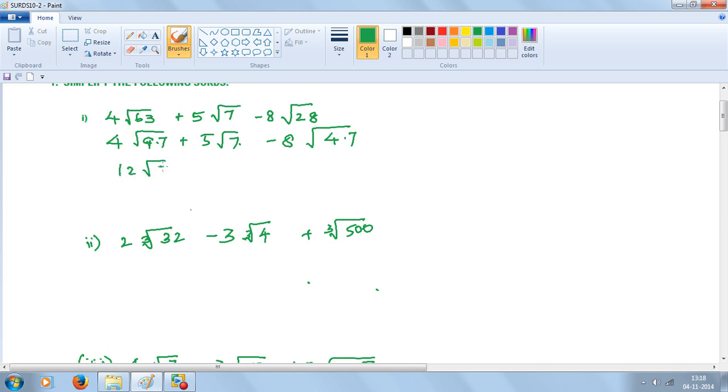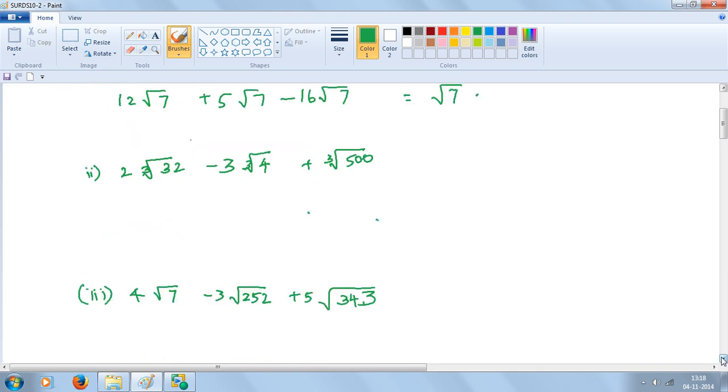It is 12 root 7 plus 5 root 7 minus, no, root 7 is that. 4 if you take out, it becomes root of 4 is 2. 2 multiplied by 8 is 16. 16 root 7. So 12 plus 5, 17 minus 16 is equal to root 7. If you just add. So next problem.